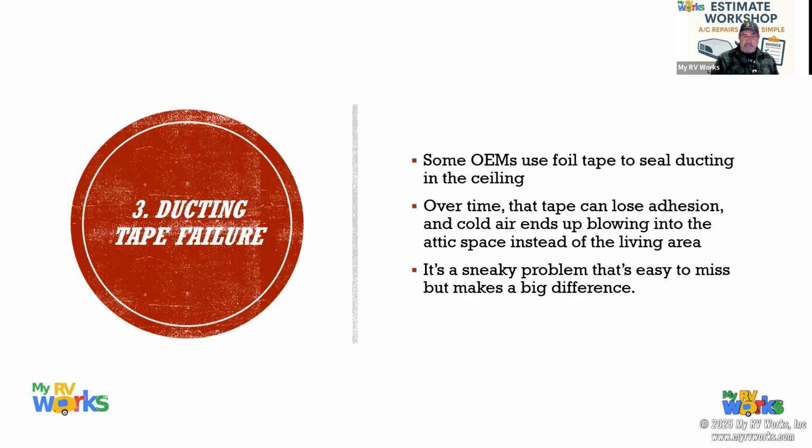Number three, duct tape failure. A lot of manufacturers will use this foil tape, and it loses its adhesion, and now you've got just loose aluminum foil floating around, and a lot of times it fails, and now you're cooling your attic. And so we look for that. It's a sneaky problem, but if you look for it, we did one not too long ago, maybe about two weeks ago, where that was a problem. They were cooling their attic.